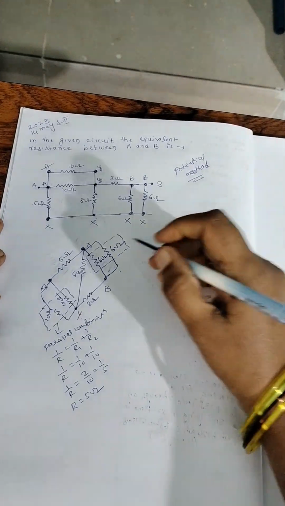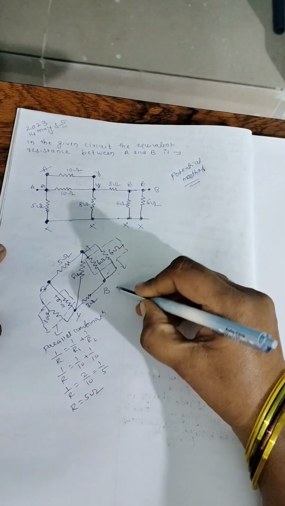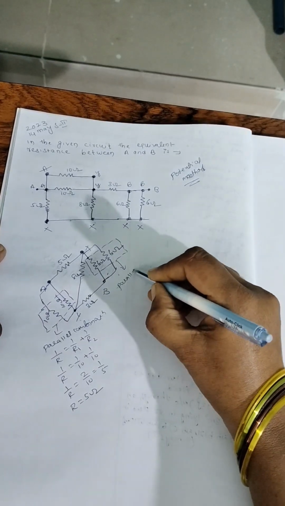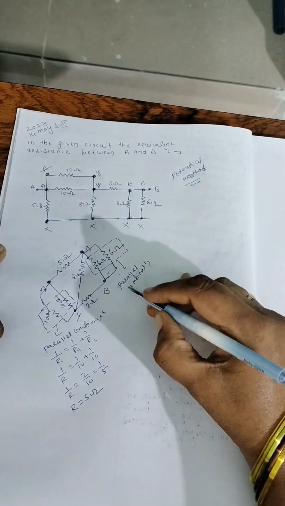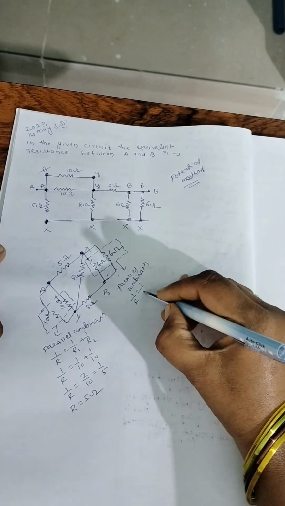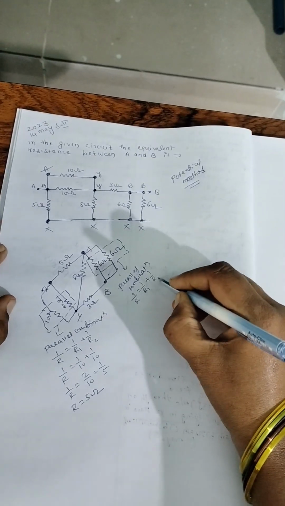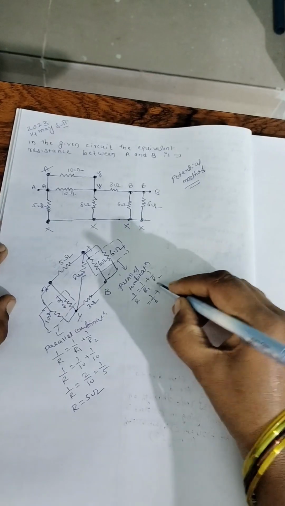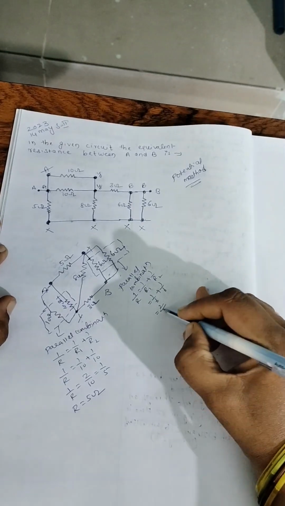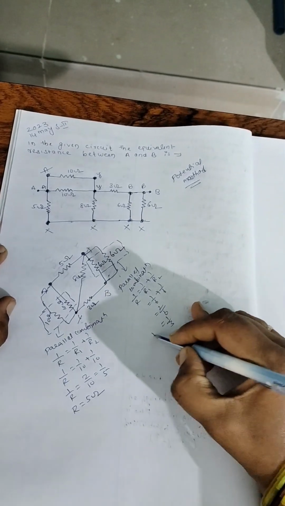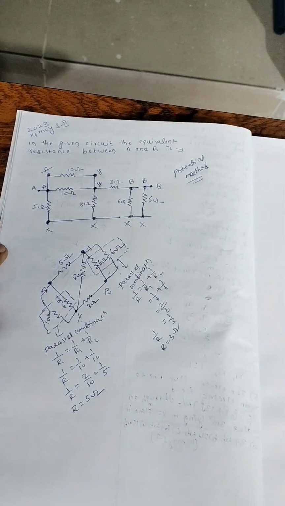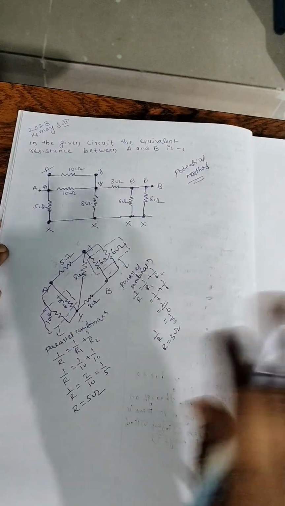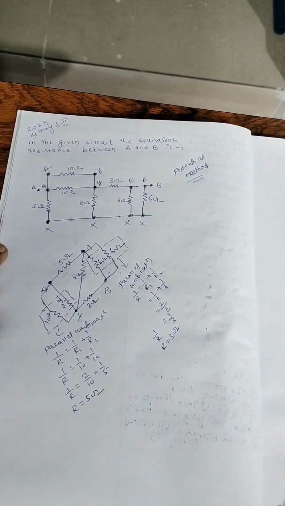Now here also, you see, this is also a parallel combination. So 1 by R is equal to 1 by R1 plus 1 by R2, that is equal to 1 by 6 plus 1 by 6, that is equal to 2 by 6, that is equal to 1 by 3. So R equals 3 ohms. Now again, let us redraw the diagram.